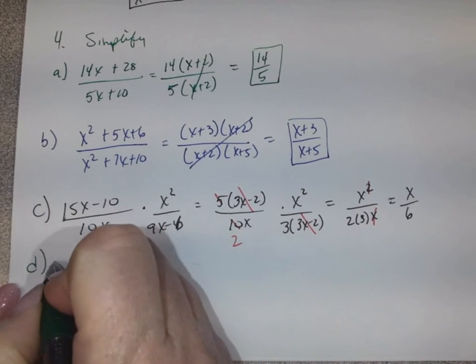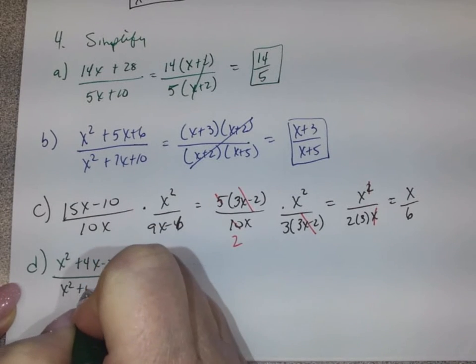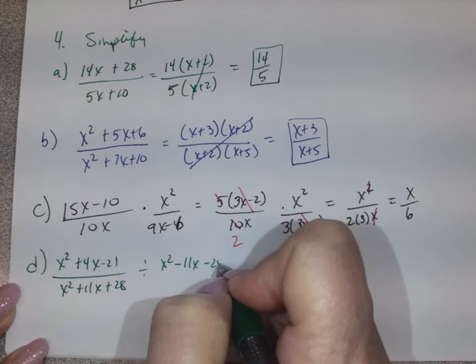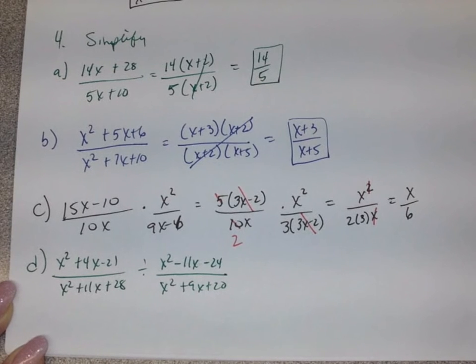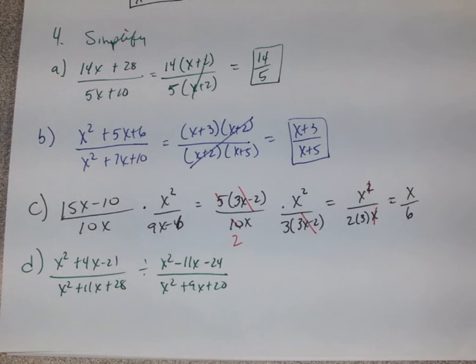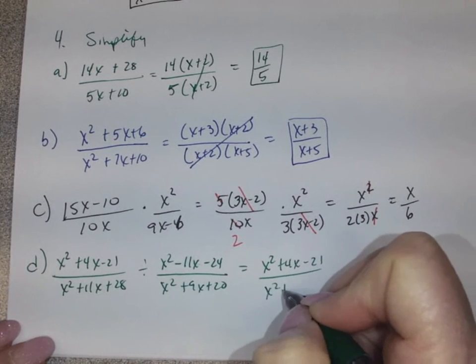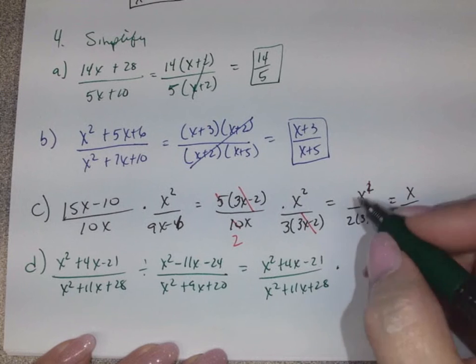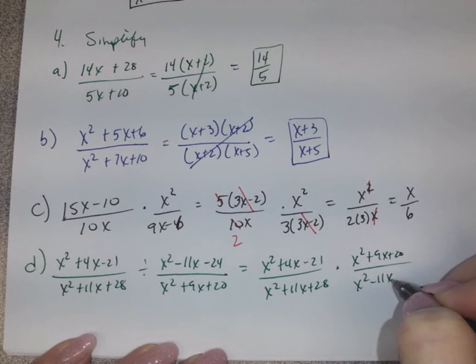All right, we have another problem of x squared plus 4x minus 21 over x squared plus 11x plus 28 divided by x squared minus 11x minus 24 over x squared plus 9x plus 20. So the thing that we have to remember here is that when we are dividing by fractions, we change those to multiplying by reciprocals. So the first fraction will stay the same, but the second fraction we will flip it over because we will multiply by the reciprocal. So x squared plus 9x plus 20 will now be over the x squared minus 11x minus 24.